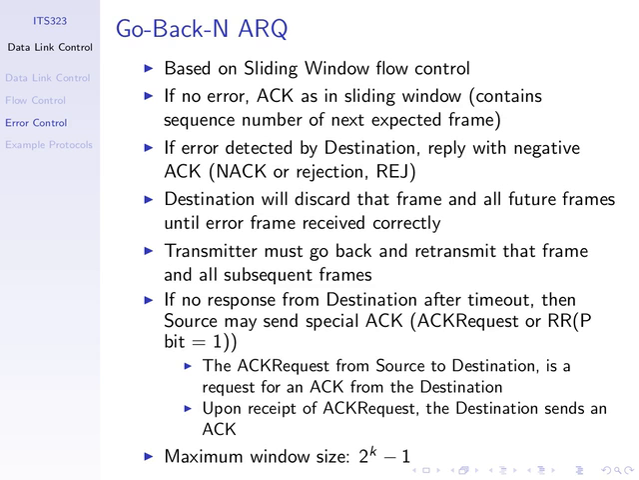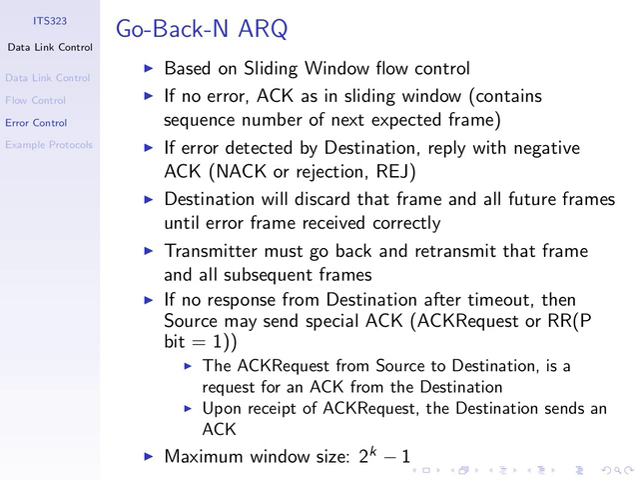If an error is detected by the destination, then the destination can reply with a negative ACK, or call it a rejection message. If the destination recognizes there's an error, it can send back this special message saying, I've received some data, but there's an error. Please resend. So a negative ACK in this case, or reject message. In the case that the destination detects an error, that frame that is detected in error is discarded, and all future frames until that frame is received correctly are discarded. We'll show that on the next slide.